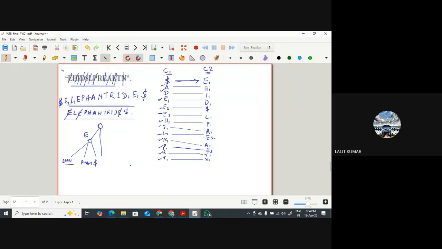So this will become A, start from A, then D, then E we have covered. After E will be I, then H was there, H, and then we have got L, N, P, R, T. So now how do we build the suffix array?